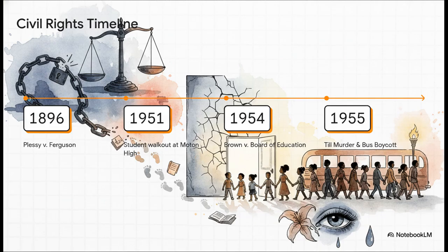We're starting way back in 1896 with Plessy v. Ferguson, jumping forward to 1951 with the Mountain Walkout, hitting the landmark Brown v. Board decision in '54, and wrapping up with two absolute turning points in 1955, the tragic murder of Emmett Till and the Montgomery bus boycott.